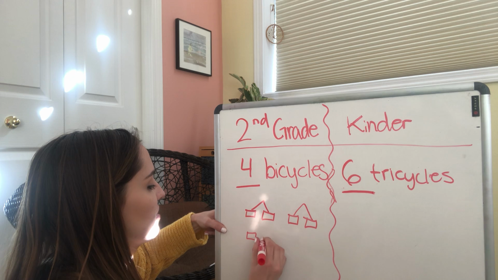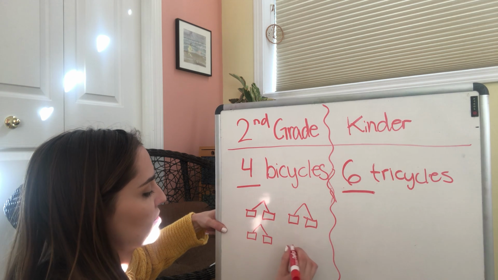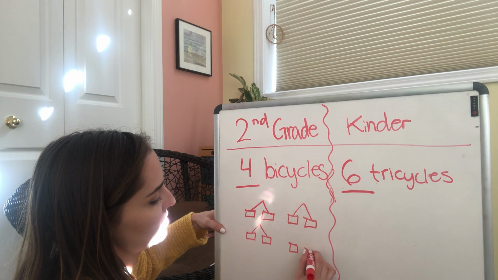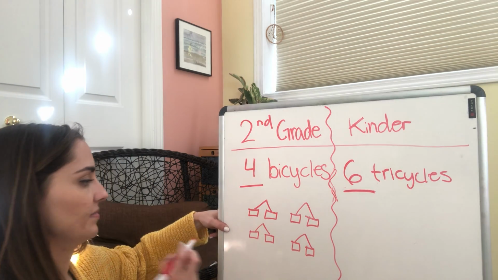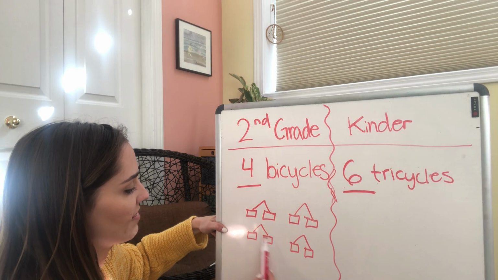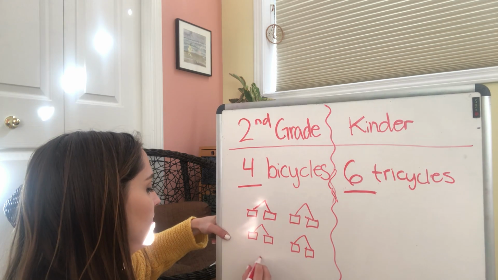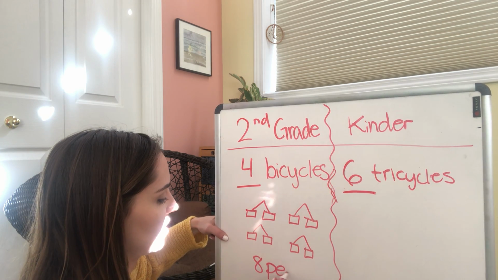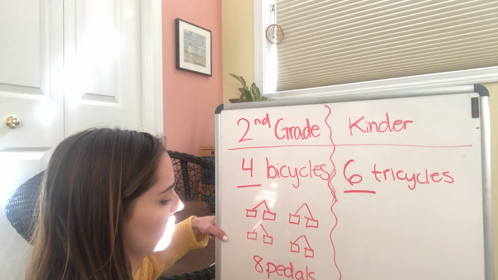So we know there's their 3rd bike and its pedals. And our 4th bike. Okay, so let's count it up again. We have 1, 2, 3, 4, 5, 6, 7, 8. 8 pedals. Same as the number of wheels before.